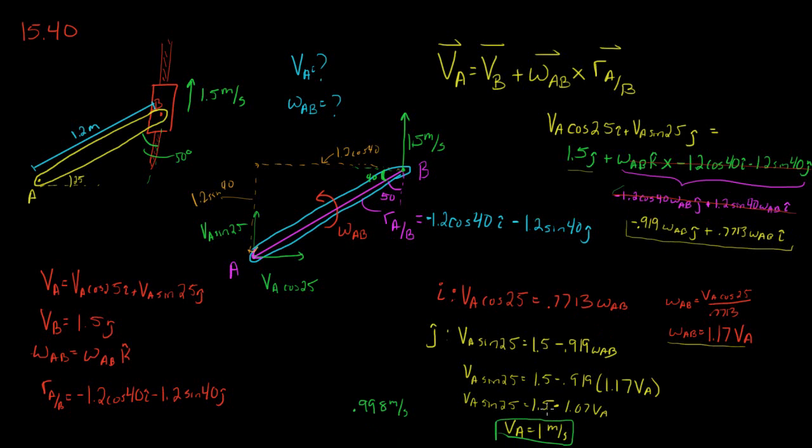So now we can plug this VA back into right up here. So we get omega AB is equal to the cosine of 25 over 0.7713, and omega AB is going to be equal to 1.176 radians per second in this direction.